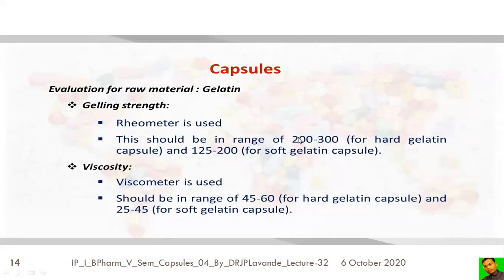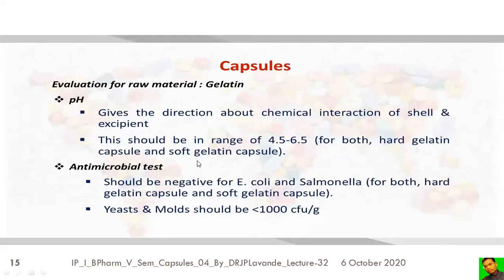Note that these questions might be asked as multiple choice questions. What will be the viscosity for the soft gelatin capsule? Your answer should be 25 to 45. For hard gelatin capsule, it should be 45 to 60. For hard gelatin capsule, the gelling strength required is between 200 to 300, or approximately 250. For soft gelatin capsule, it should be in the range of 125 to 200.